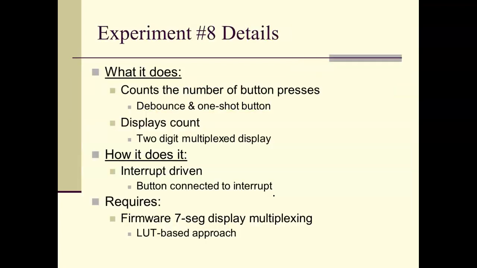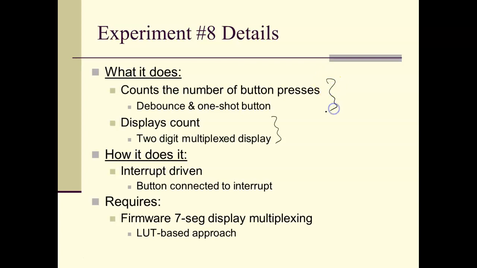So experiment 8 is fairly simple in practice. Essentially, it's going to count the number of button presses. On the board, you're going to be pressing the button, and the program is going to count those presses and display the count on the 7-segment display. We're just going to do a 2-digit button count, so you have to multiplex the displays to handle 2 digits. More on that later.